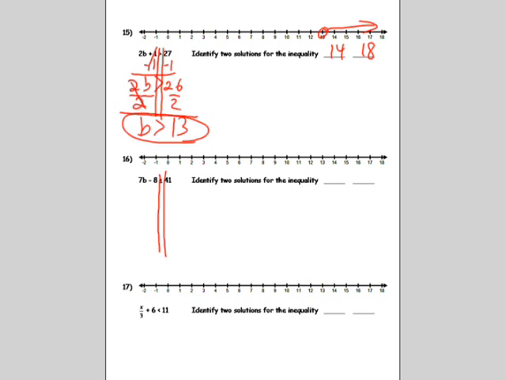So this is just like solving an equation. I'm going to add 8 to both sides. And I have 7b is less than or equal to 49. I'm going to divide by 7. So b would be less than or equal to 7. So since 7 is part of our solution, I'm going to fill that in and point in this direction. So a couple of possible solutions for that inequality would be 7 and -1. So that's how you solve one- and two-step inequalities.